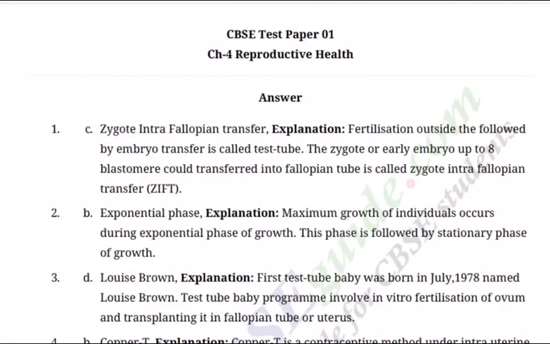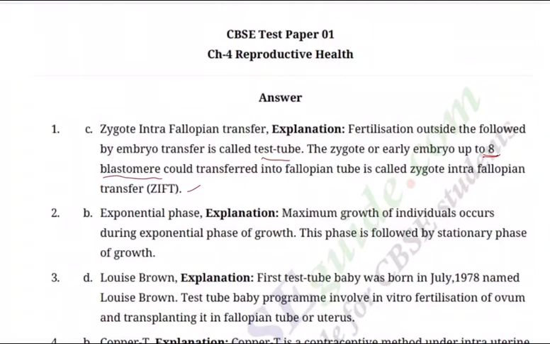ZIFT, zygote intrafallopian transfer. Explanation: fertilization outside the body followed by embryo transfer is called a test tube baby. Outside the body, the fertilization is external. The zygote or early embryo up to 8 blastomeres, this is important, many times in your NEET exam, 8 blastomeres, could be transferred into the fallopian tube, and this is called ZIFT, Z-I-F-T.